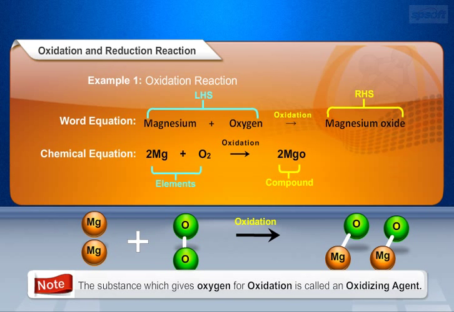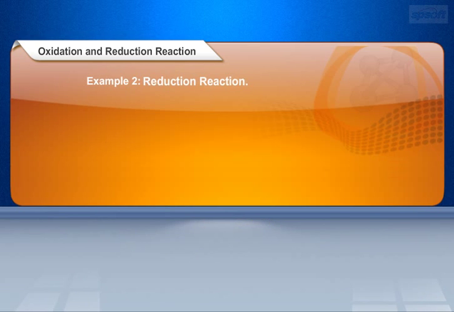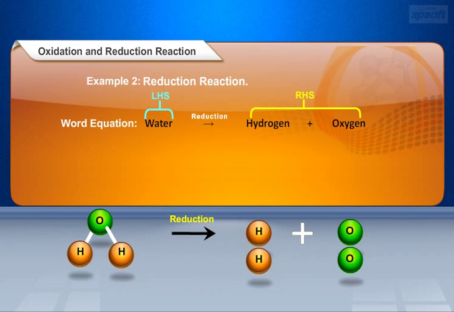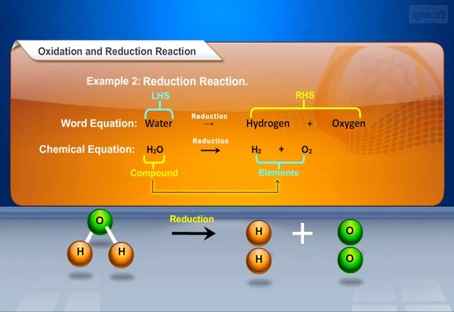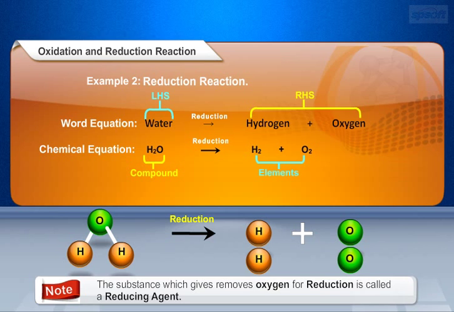Let us see the next example for reduction reaction. The word equation is water, on reduction, gives hydrogen plus oxygen. Here on the left-hand side, water, that is a compound, is the reactant, and on the right-hand side, hydrogen and oxygen, which are elements, are the products. In this reaction, water is losing oxygen. Hence, it is a reduction reaction. The process of reduction is just opposite to oxidation. Please note that in reduction reaction, the substance which removes oxygen for reduction is called a reducing agent.